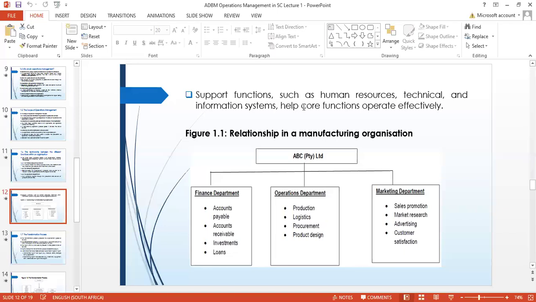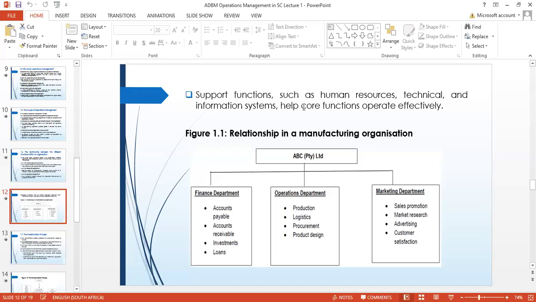So besides the three major ones here, we have supporting functions. The human resources is the one that identifies the people who are going to work in the operations department, those that are going to work in the IT, those that are going to work in the finance department, those that are going to work in the marketing. They all pass through the human resources. So it's also an important function within an organization. We have the information systems or the technology IT department, also very important. They all help the core functions of an organization.